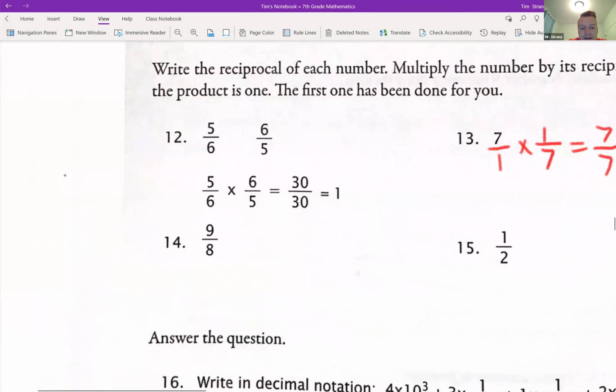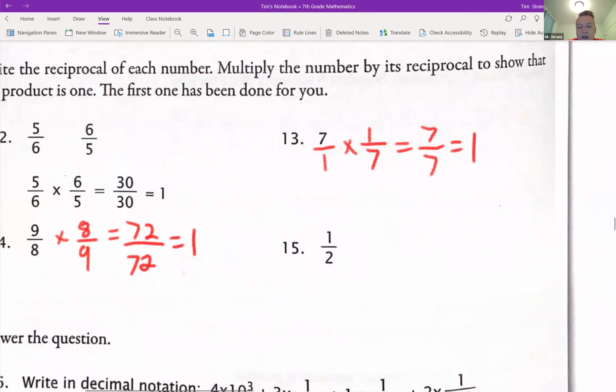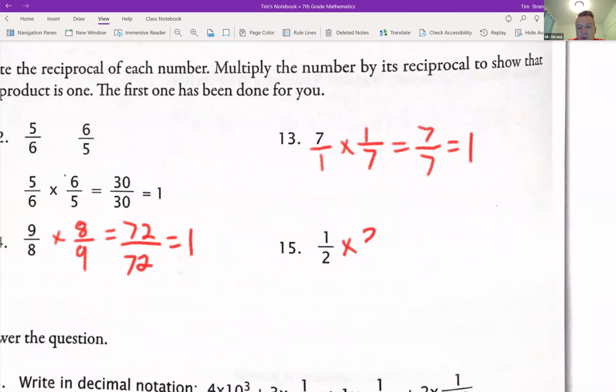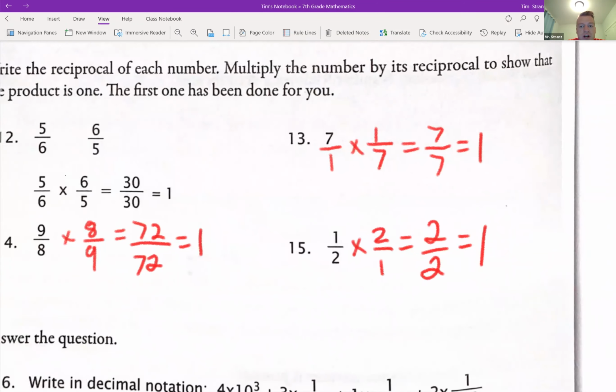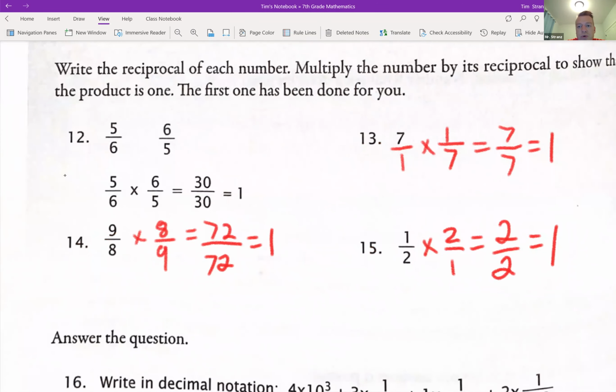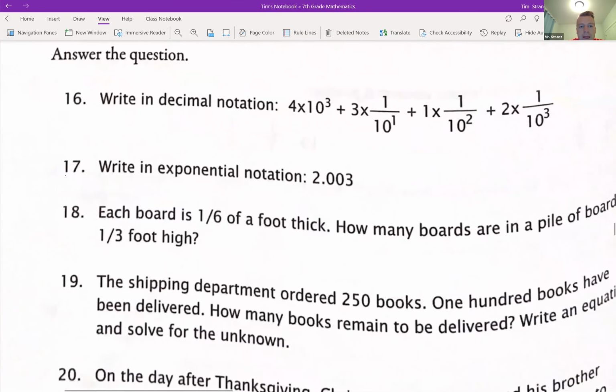Okay, 9/8. We're going to multiply that by the reciprocal, which means you just flip it. 8 over 9. Same thing. We get 72 over 72, which equals 1. And then lastly, 1/2. If we flip it, 2 over 1, 2 over 2 equals 1. Just multiply. When you're multiplying fractions, you multiply straight across. Numerator times numerator, denominator times denominator.